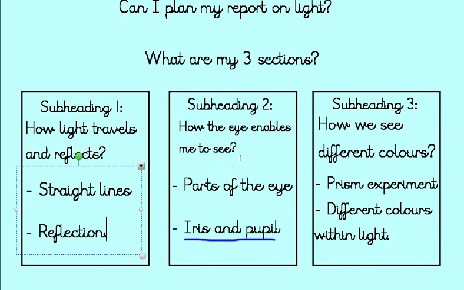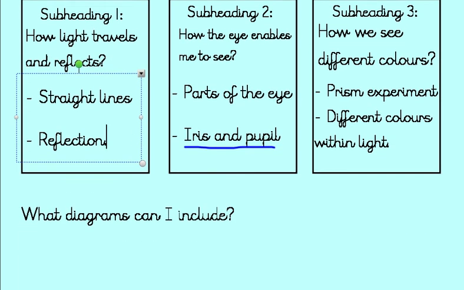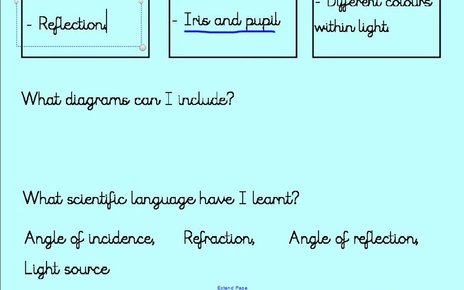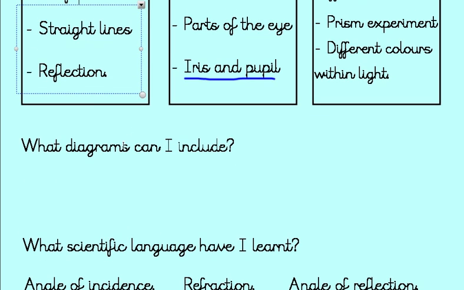How the eye enables me to see, we know we're going to talk about the different parts of the eye, and we're going to use iris and pupil. And then for subheadings, and we're really going to talk in detail about the iris and the pupil as well. And then for the final subheading, how do we see different colours? We're going to talk about the prism experiment and then different colours within light. So we're going to probably mention all the different colours within light and how actually they make up the colours of a rainbow.